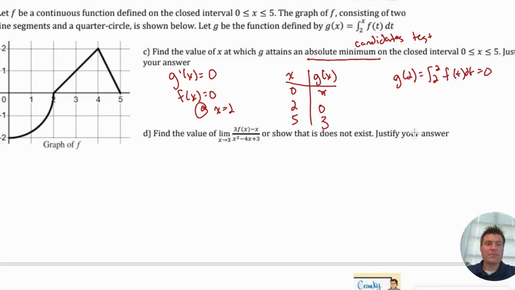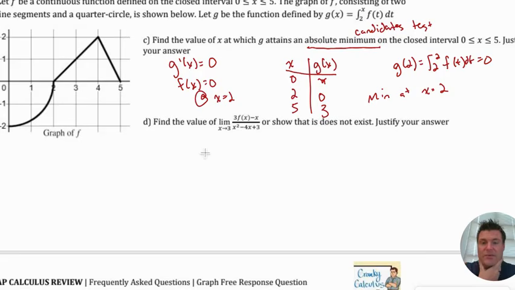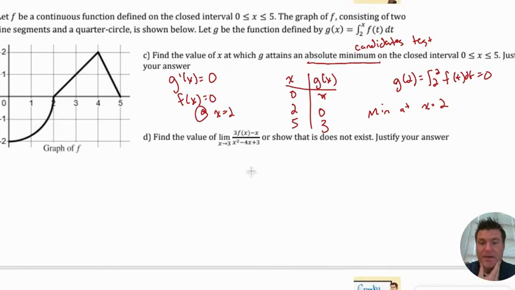So the x value at which we obtain the minimum is at 2. So min at x equals 2. Make sure you answer the question. This one's asking for values of x, not for values, so I'm going to answer it by giving them the x values. Next one, find the value of the limit of, wow, a lot going on here.